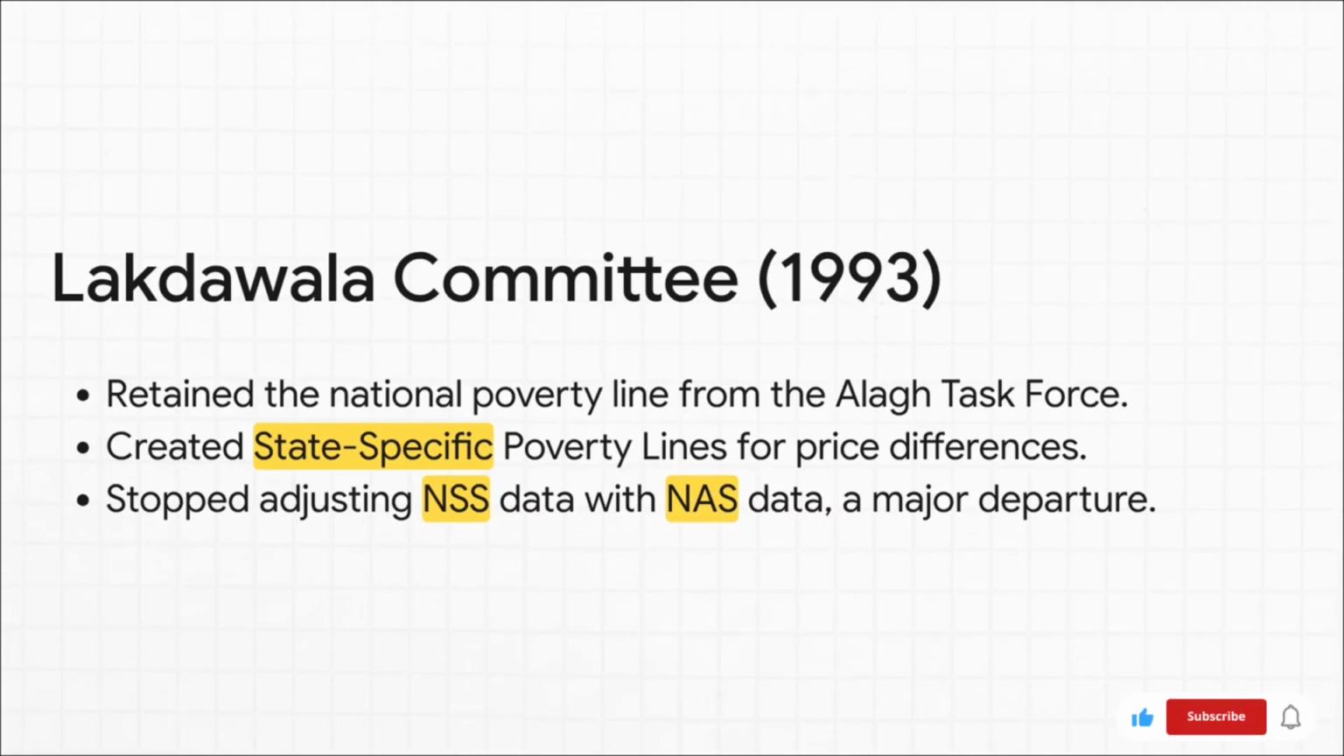They also made a really important technical call. They decided to rely purely on consumption data from the NSS, that's the National Sample Survey, instead of trying to adjust it with broader economic data from the NAS, or National Account Statistics.